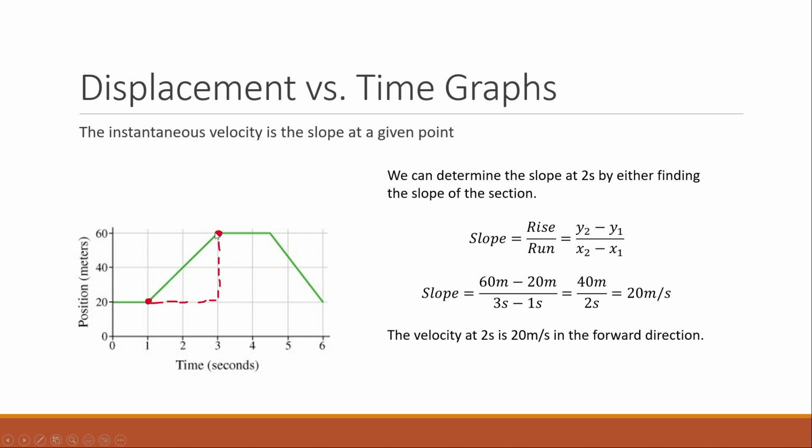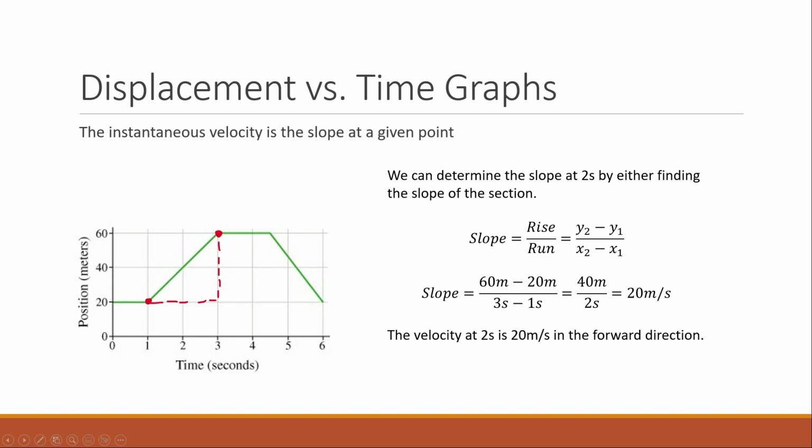And I would find the difference between my y values, 60 minus 20, and the difference between my x values, 3 minus 1, to find a grand total slope of 20 meters per second. The velocity at 2 seconds is 20 meters per second, just like the velocity for this whole section.